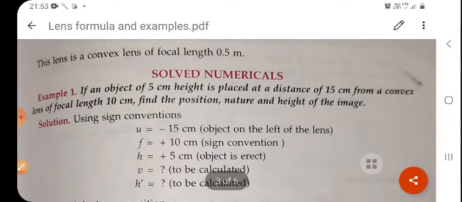Now come to the solved numericals. Okay, if an object of 5 cm height is placed at a distance of 15 cm from a convex lens of focal length 10 cm, find the position, nature and height. As we know, focal length we have to take positive, height is given +5 cm, and u is given as -15 cm because the object is on the left side of the lens. So we take the focal length positive and h also positive.